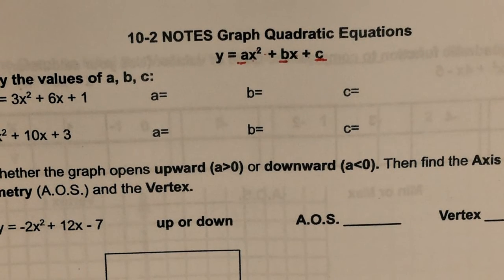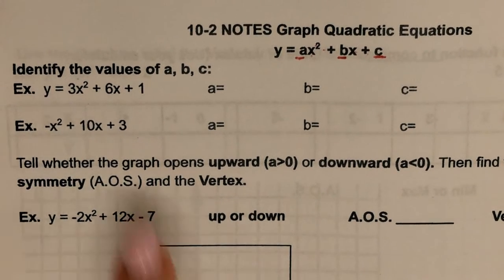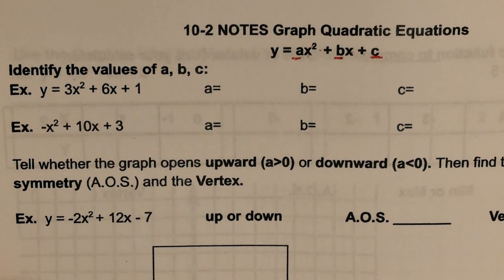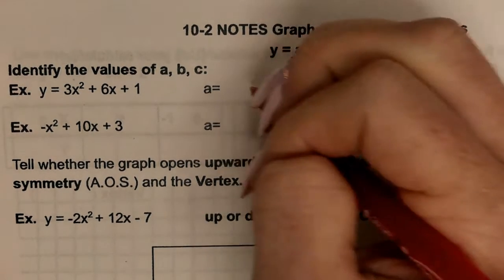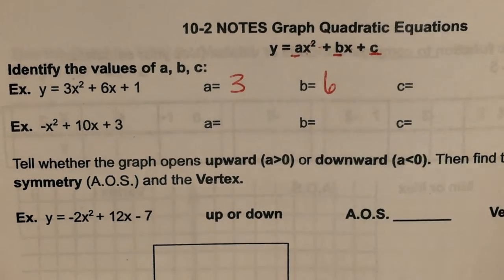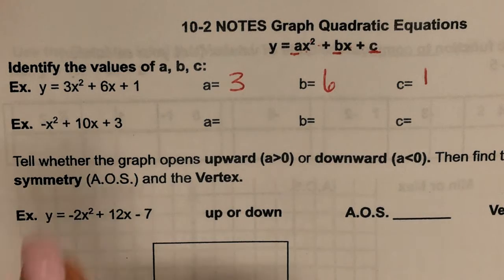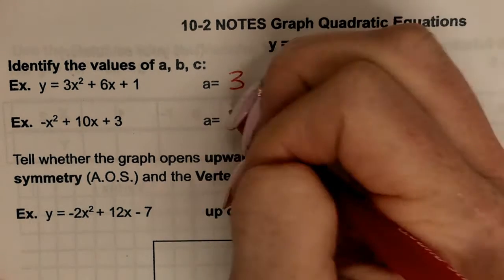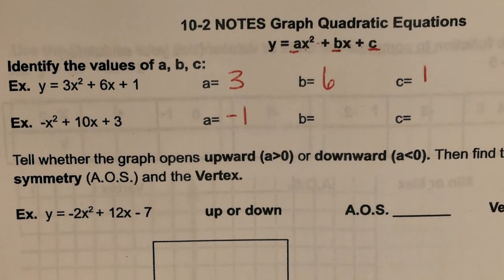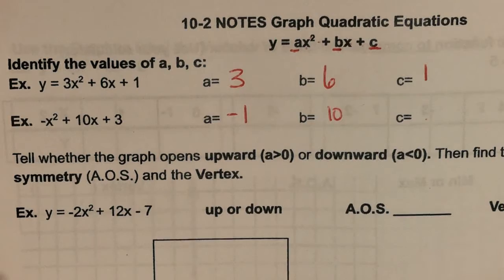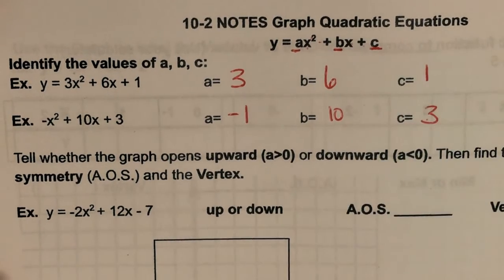Everybody knows that, right? So if I gave you this quadratic, which one of these numbers is the A? 3. Which one is the B? 6. And which one is the C? 1. Good. How about for this next one? Which one is the A? -1, because it's the coefficient. Which one's the B? 10. And the C. All right, moving on.